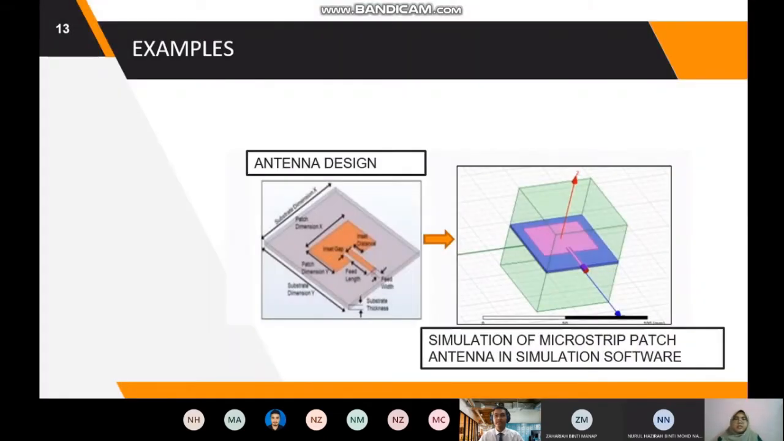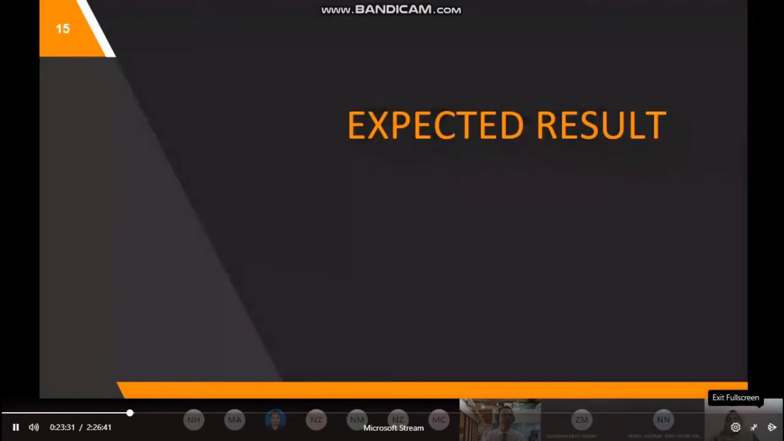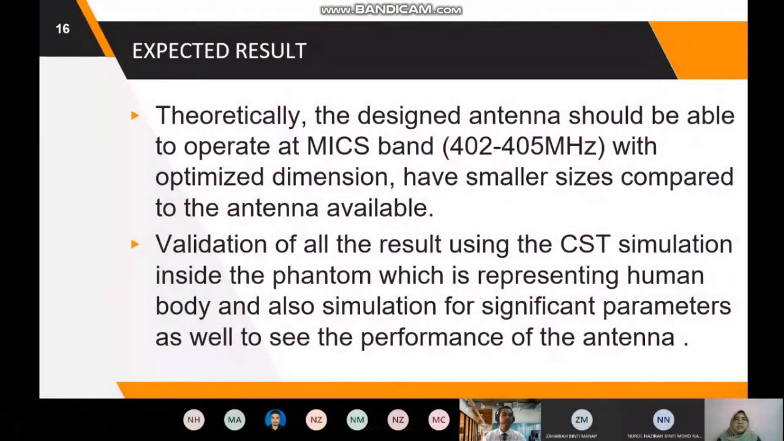Then this is the example of what I would do in the second project. First, I will design and then simulate the microstrip antenna in simulation software. So my expected result is theoretically the designed antenna should be able to operate at MICS band within the 402 to 405 MHz with optimized dimension, and has smaller size compared to the antenna available.